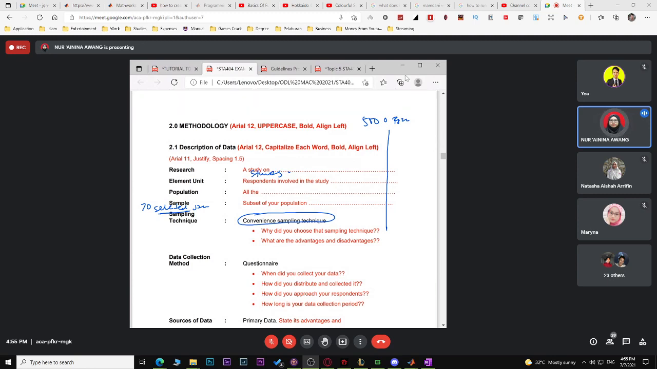You bagilah kat siapa-siapa you nak bagi, asalkan orang tu memang students FSKM. Okay, janganlah you buat untuk FSKM you bagi ke adik you. Itu dah jadi lain lah pula. Okay, so itu adalah untuk sampling technique.